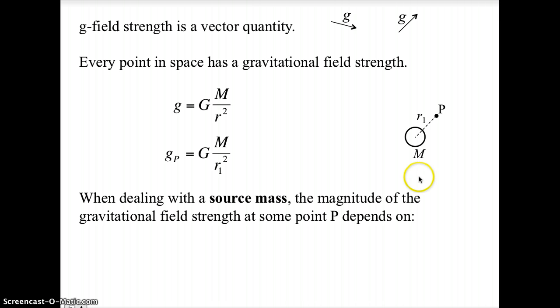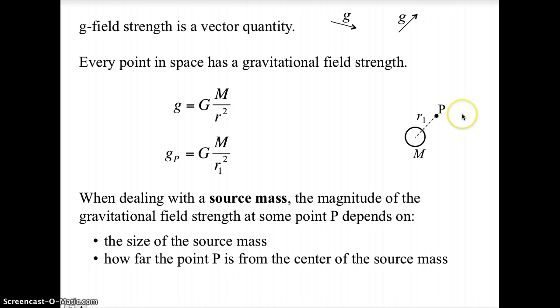So what we see is that when we're dealing with a source mass like this, g, which is the magnitude of the gravitational field strength, depends on two things. Big G is fixed, it never changes. So little g depends on m, the size of the source mass. Really what I mean here is the mass, is it 5 kilograms or 10? And g also depends on r, which in this case was r1. It depends on how far the point is from the center of the source mass. Now the units for measuring the gravitational field strength are newtons per meter, and we'll see why in a little bit.